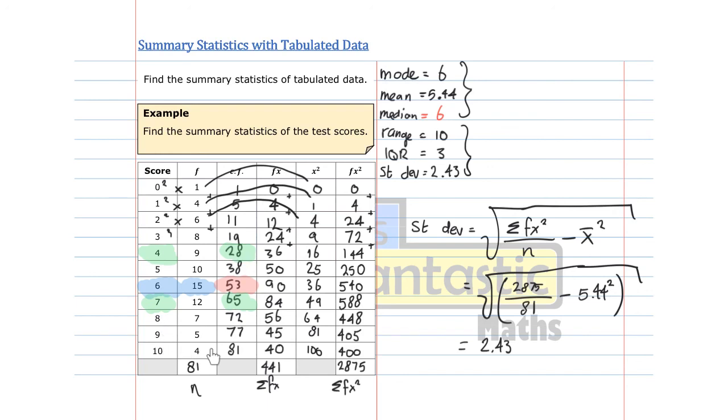And they are all the summary statistics for this set of data. So for this set of data, our measures of center seem to be around 6, and our measures of spread are 10 for the range, 3 for the interquartile range, and 2.43 for the standard deviation. Fantastic.